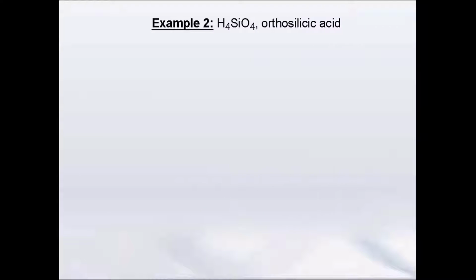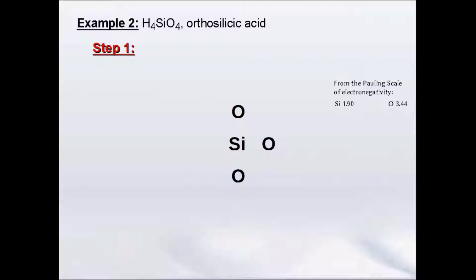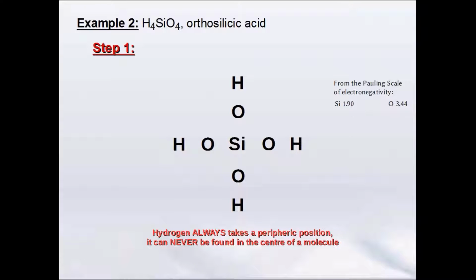The next example is orthosilicic acid, H4SiO4. In the first step we draw the skeleton molecule in the usual way with the silicon this time as the least electronegative element in the center. We surround it with oxygen and hydrogen in this way. Hydrogen can never take a position in the center, it is always peripheric. You will have to remember that.